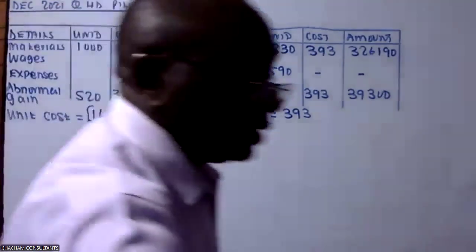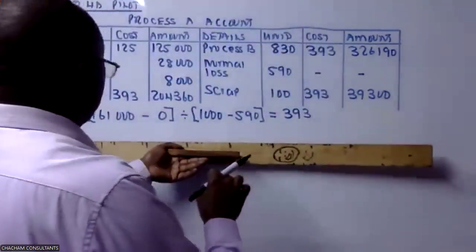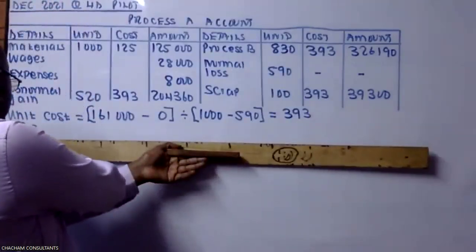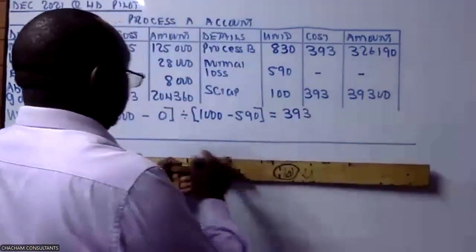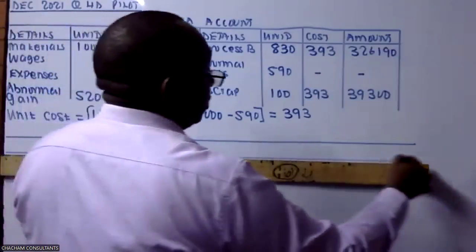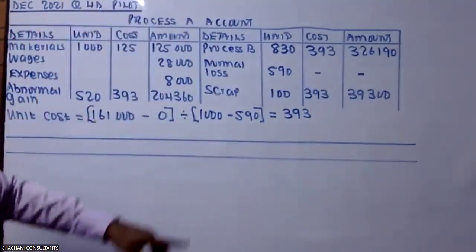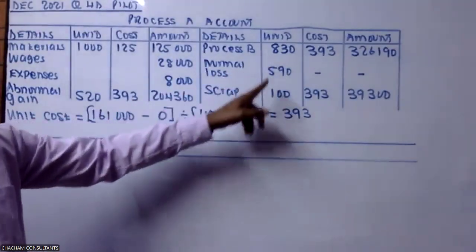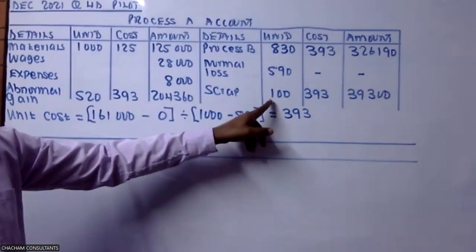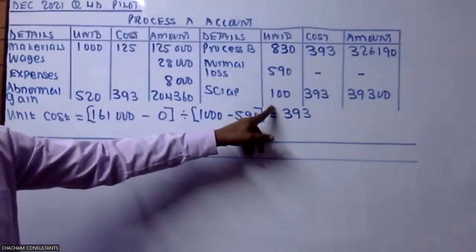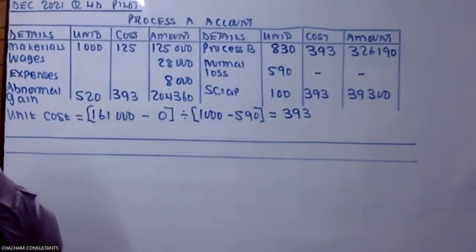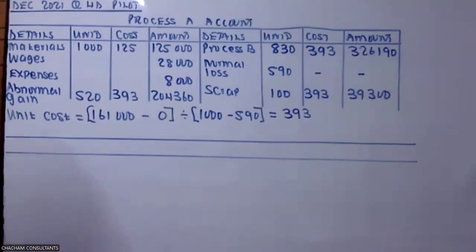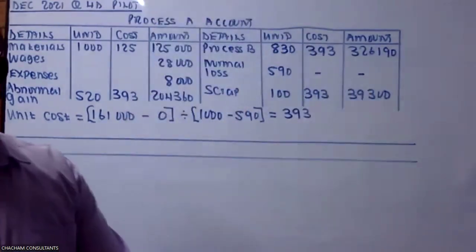So let's draw the process B account. The unit cost is usually used for the finished goods, the abnormal gain, and the abnormal loss. This is part of the abnormal loss, and then the abnormal gain. The account should almost balance now.